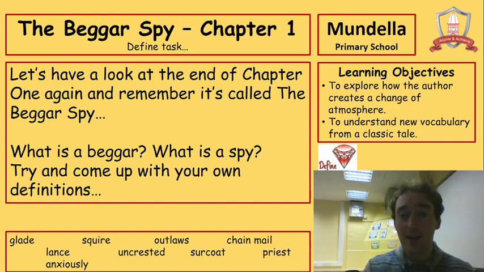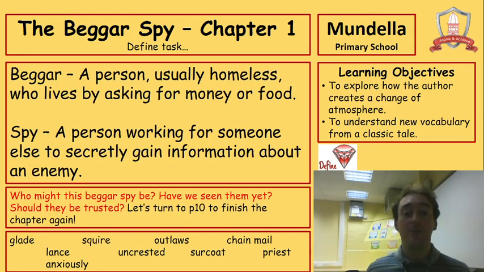Let's have a look at mine in 3, 2, 1. Okay. So I said that a beggar is a person, usually homeless, who lives by asking for money or food. It's usually said not with a very nice tone about it. So someone back then being called a beggar, it isn't a very nice thing to be called. A spy is a person working for someone else to secretly gain information about an enemy.